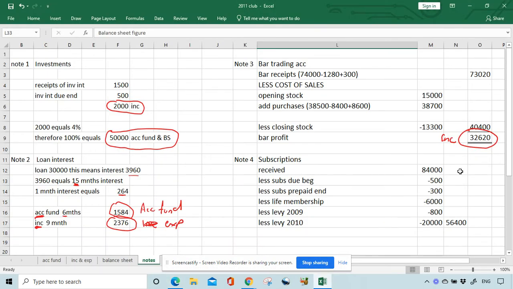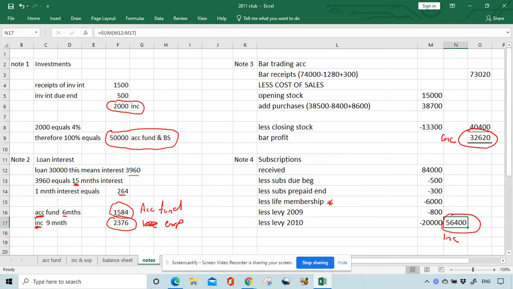So we have 84,000 received. Take away subs due at the beginning of the question. Take away subs prepaid at the end of the question. This is from the note. Less the life membership, 2 new life memberships. Less the levy from 2009, less the levy from 2010, which gives us a subscriptions figure of 56,400 income.